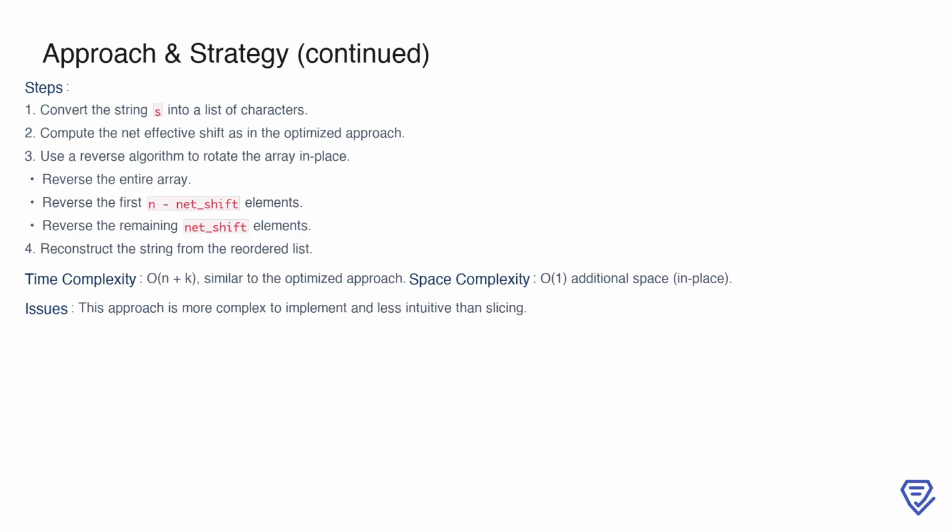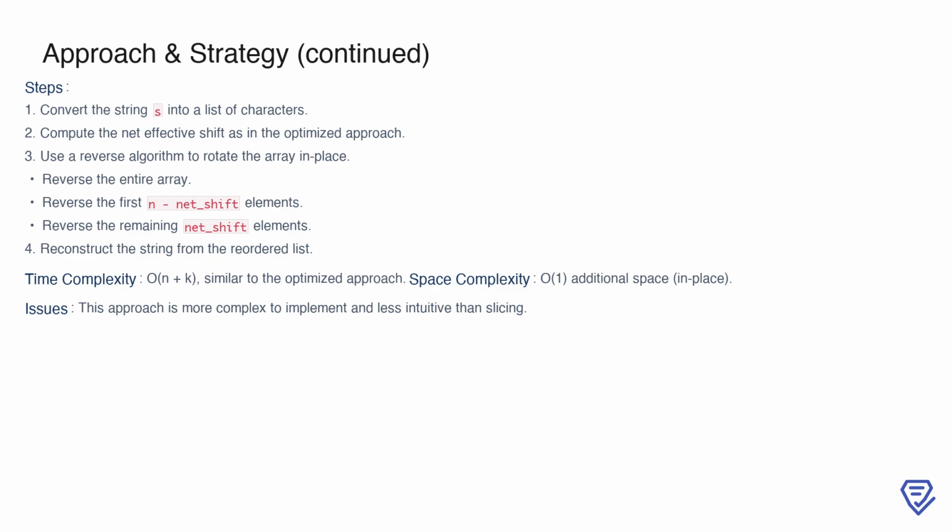Another potential solution involves shifting characters in place using array manipulation. Here, instead of slicing the string, we treat it as an array of characters and reorder it directly. The process begins by converting the string into a list, then calculating the net effective shift using the same method as the optimized approach. To perform the shift in place, we utilize a reverse algorithm. First, we reverse the entire array, then reverse the first segment up to the point dictated by the shift, and finally reverse the remaining segment. This series of reversals effectively rotates the array to achieve the desired result.